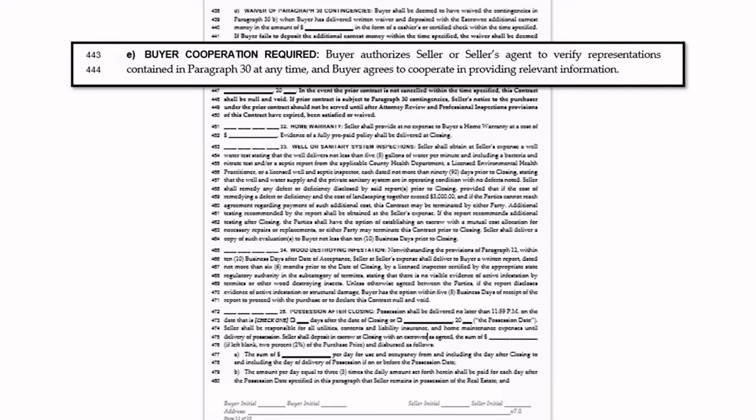Up at the top, above where it says buyer cooperation required, it says waiver of paragraph contingencies. Basically what that's saying, if you'll just take a look at that, and I know it's a little bit hard to see, but it's there. Buyer is deemed to have waived his contingencies when the buyer delivered written waiver and deposited additional earnest money in the amount of blank. So that's what I wanted to talk to you about.